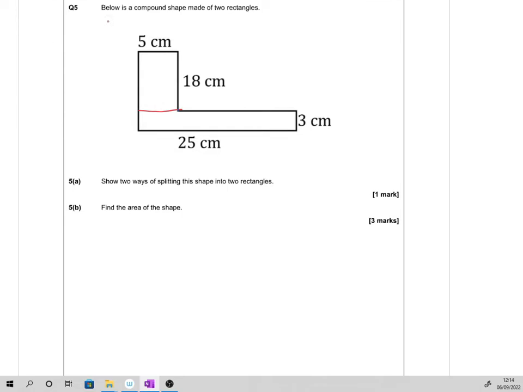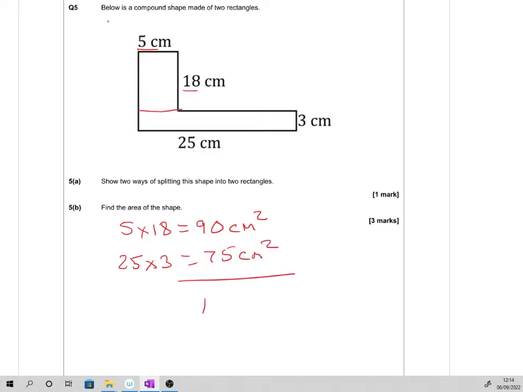So this top bit is going to be that times that. So 5 times 18 is 90 centimeters squared. And this bottom bit is 25 times 3, which is 75 centimeters squared. Add them together, 165 centimeters squared.